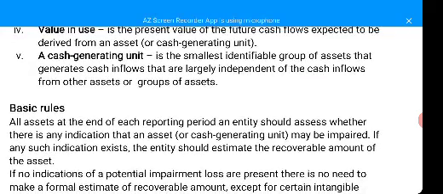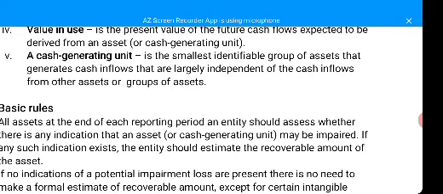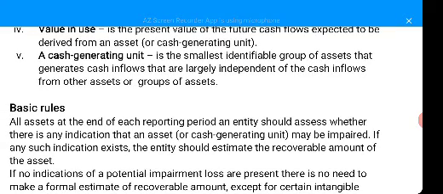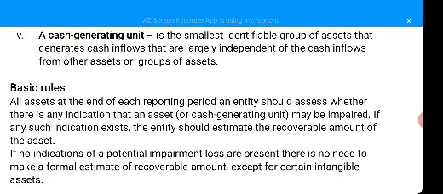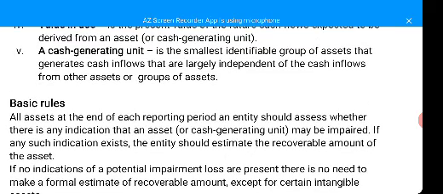This time I want to talk about the cash generating unit, which we call CGU. That is the smallest identifiable group of assets that generates cash inflows that are largely independent of the cash flows from other assets or groups of assets. Cash generating units are the smallest identifiable group of assets that generates cash inflows separately from the company's assets as a whole.